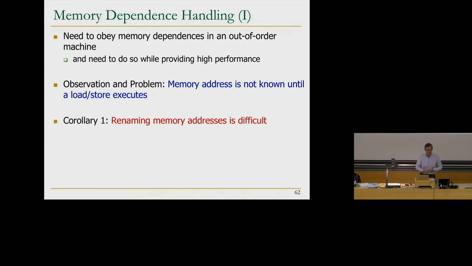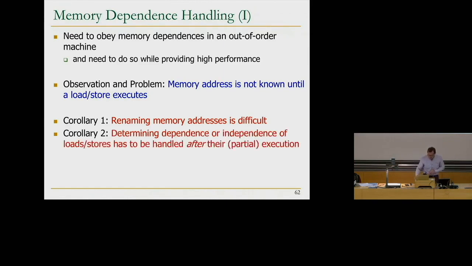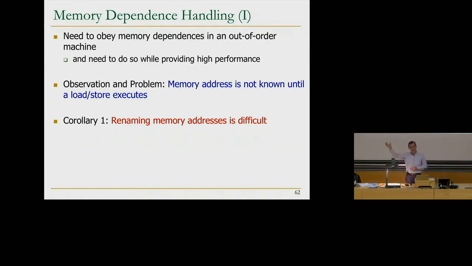So the first corollary is that renaming memory addresses is difficult because of this. You cannot do it at decode stage. If you really want to do renaming, you need to do it over here. But that's too late because things are already out of order over there. The beauty of renaming was that when you're doing the renaming, it's in order, so you can link the producer to the consumer correctly. Here, it's a mess. Okay, because one instruction may have generated an address in some way, another instruction may have generated an address another way.